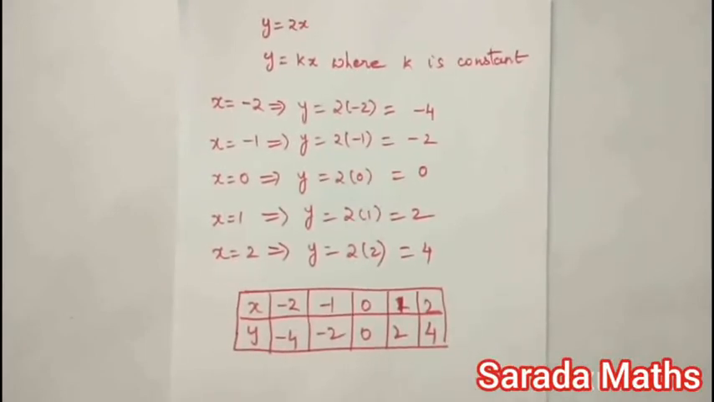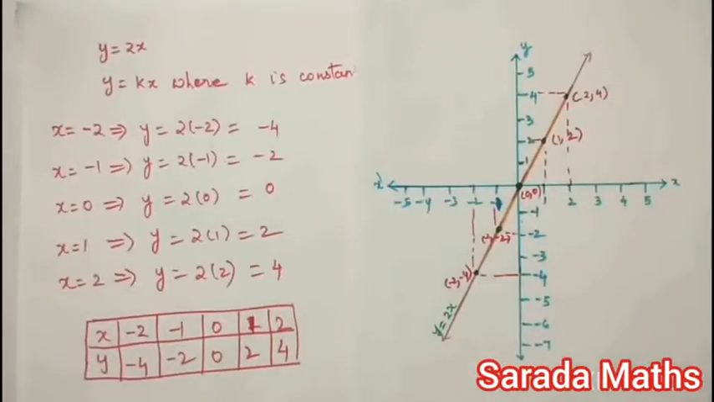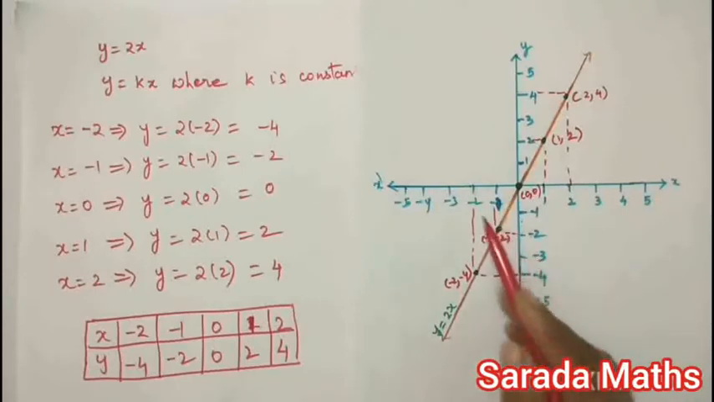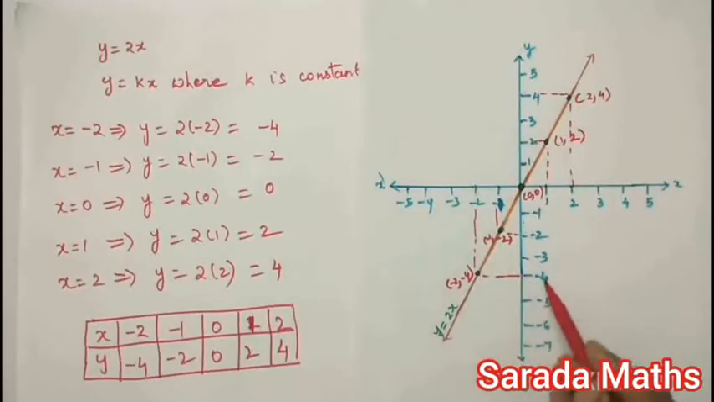Now let us plot the graph. The first coordinate is minus 2, minus 4. I have already drawn the graph, and I will just explain how I drew it. Here x is equal to minus 2 and y is equal to minus 4. So both will join at this point, and I kept a point here.